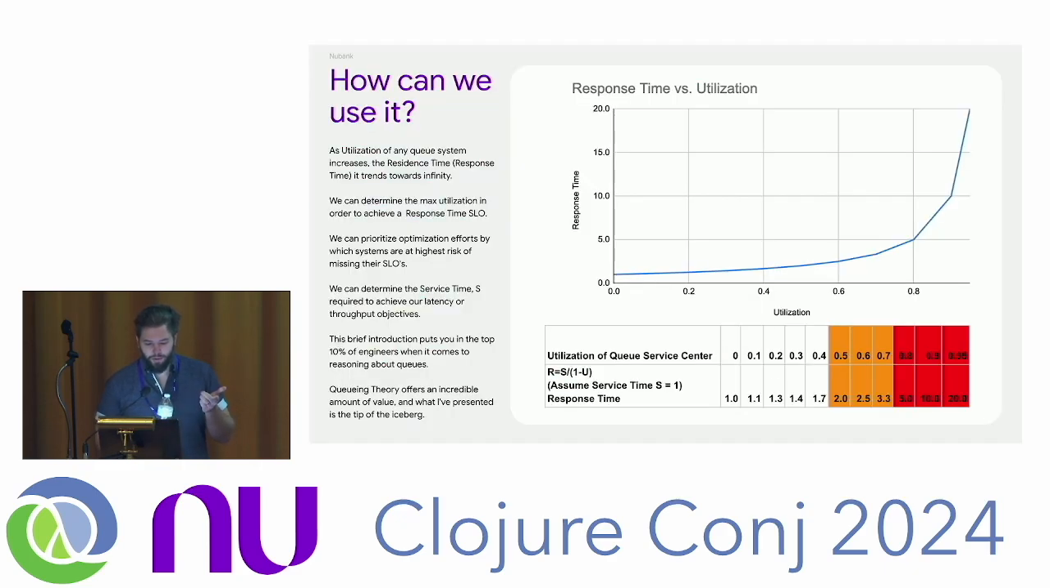So how can we use this? As the utilization of any queuing system increases, the residence time trends toward infinity. This is bad. We can determine the max utilization in order to achieve a response time that we could tolerate. So if we have an SLO of 50 milliseconds, we can figure out what is the maximum utilization our systems could ever be at if we want to hit that target.